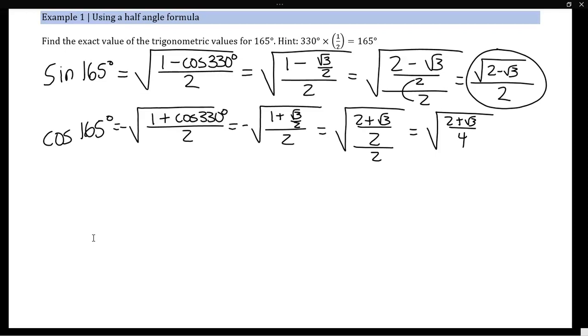Which is going to equal the square root of 2 plus the square root of 3 divided by 4. And the step I didn't take in the last problem, for sine, was that when we have the square root of a fraction, you can do the square root of the numerator divided by the square root of the denominator. So that's how we get the square root of 2 plus the square root of 3 divided by the square root of 4, which is 2.